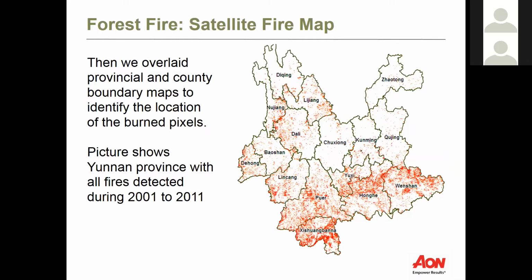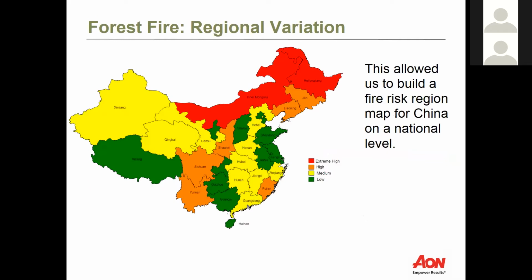Obviously, it also depends on the size of the fire and the duration of the fire. These are just fire points, but this gives you a bit of an idea about where the fire risk is within the province. So after a lot of analysis and a lot of computers running and GIS data being run, we produced this fire risk region map for China.